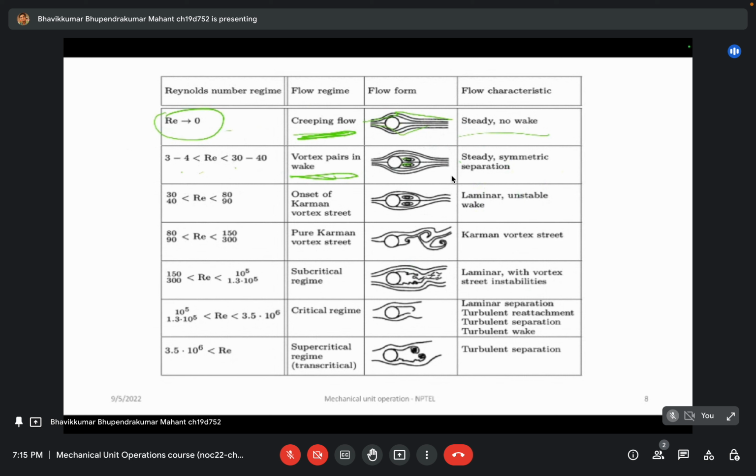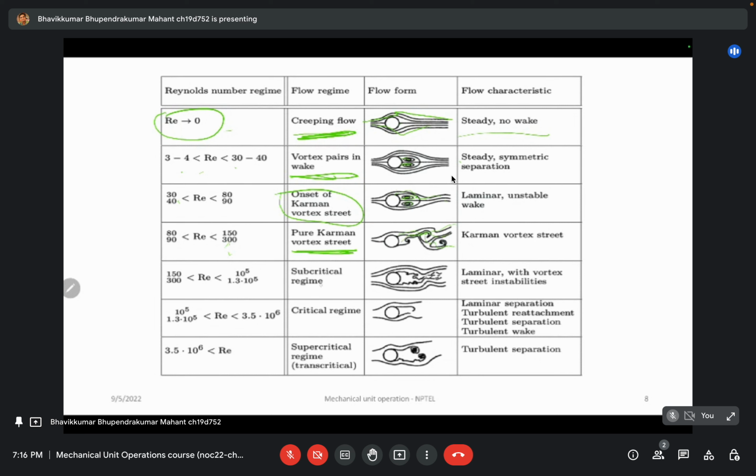So there we can see the symmetric separation is still there. If we talk about 30 to 80 or 40 to 90, then it is known as the onset of the Kalman vortex state. So it is still laminar, but unstable wave formation will start, and after that it is converted into the Kalman vortex state. If we further increase the Reynolds number, then in the pure Kalman vortex state, you can consider that they are not symmetrical in nature, and due to that the whole streamline motion will be disturbed.